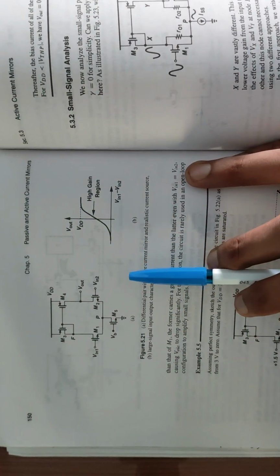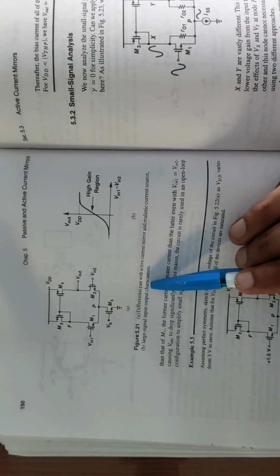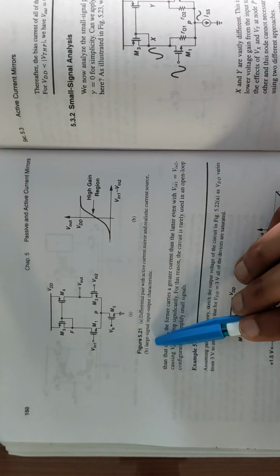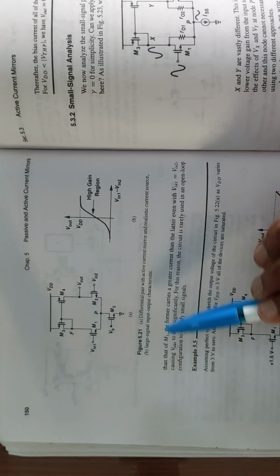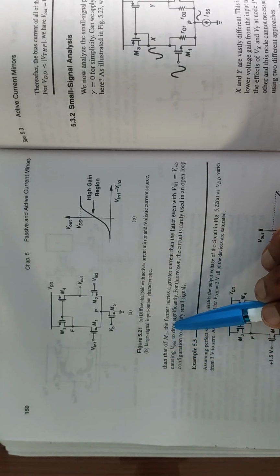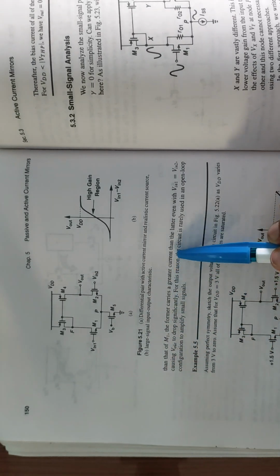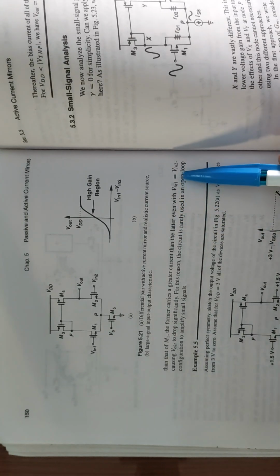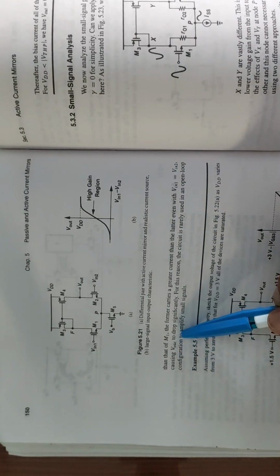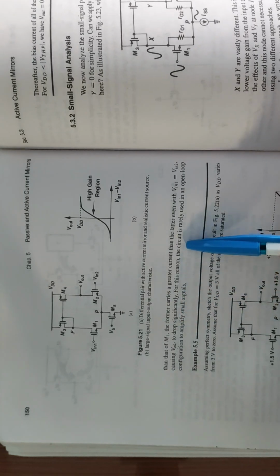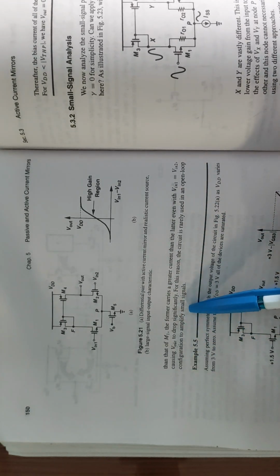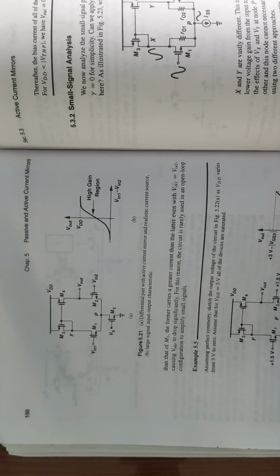Here you can see the figure. A: a differential pair with active current mirror and realistic current source. B: large signal input-output characteristic. The former carries a greater current than the latter, even with Vin1 equal to Vin2, causing Vout to drop significantly. For this reason, the circuit is rarely used in an open loop configuration to amplify small signals.